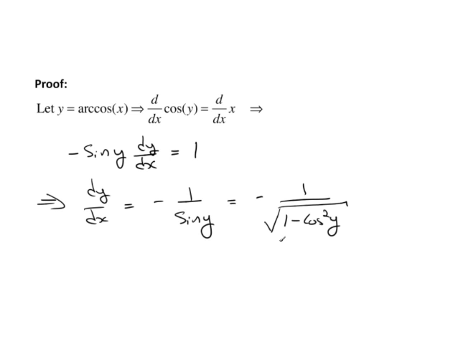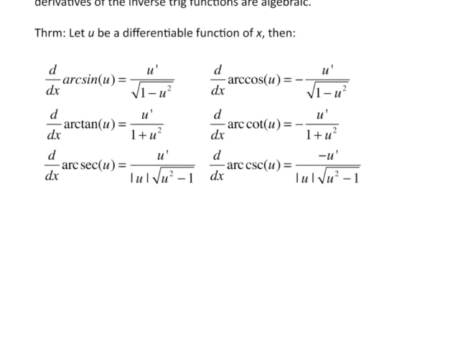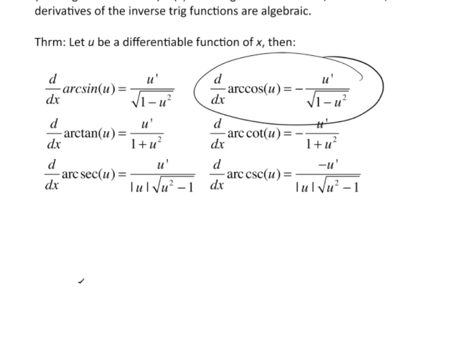Now, we also said here that cosine of y is equal to x. That came directly from this statement. So since cosine of y is equal to x, this is actually equal to negative 1 over the square root of 1 minus x squared, which is exactly what we said it would be. Remember here, u is a function of x, but in the case where u is x, this is just a 1, and that's an x.